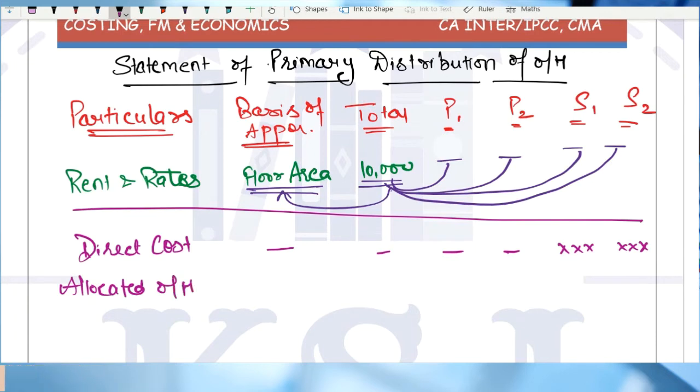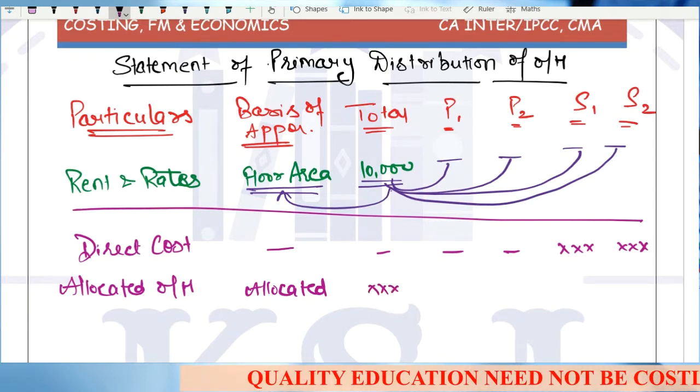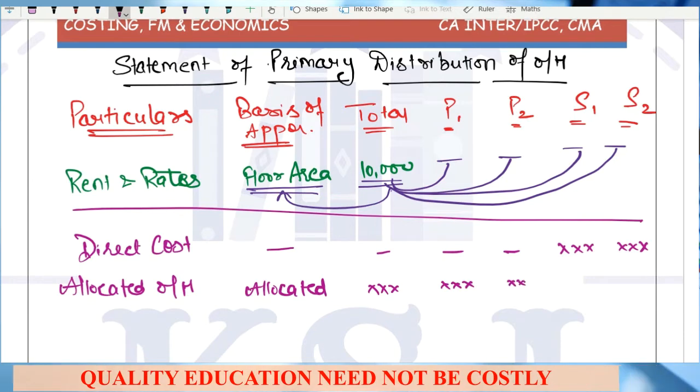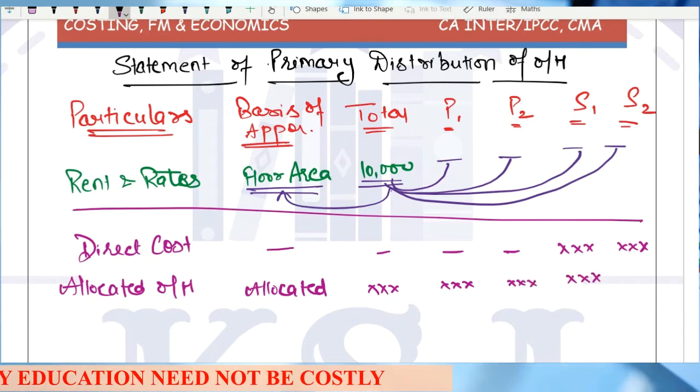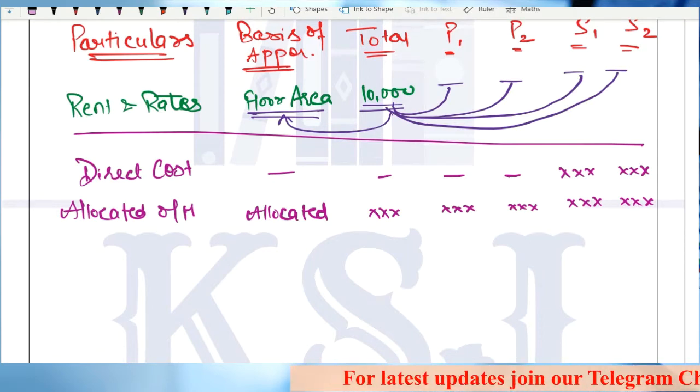After this, allocated overheads. In the basis of apportionment, you can write it as allocated, or you can leave it blank, that is no issue. You can write the total, and write in the production P1, P2, S1, S2. Allocated overheads are those overheads which are directly identifiable with individual departments. Clear? Any doubts?